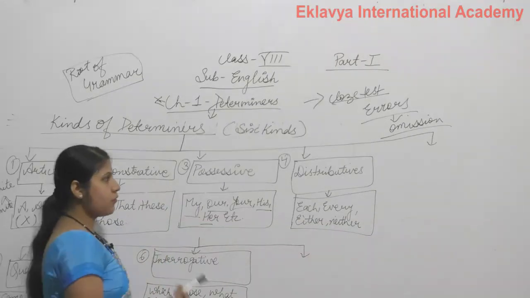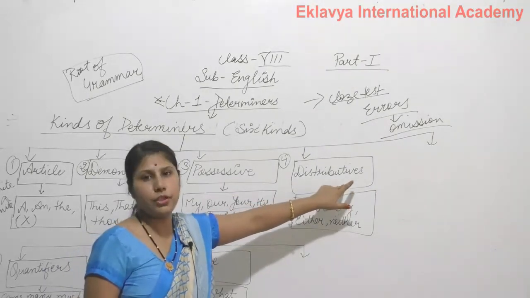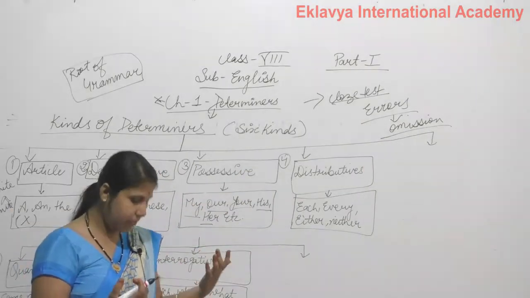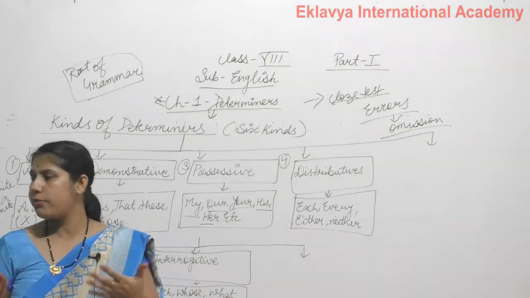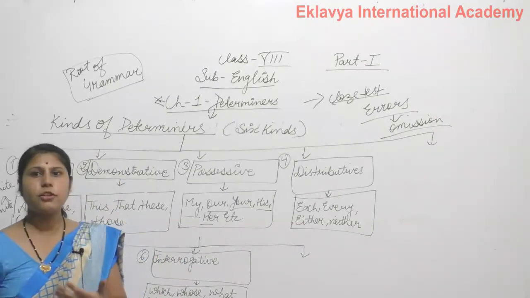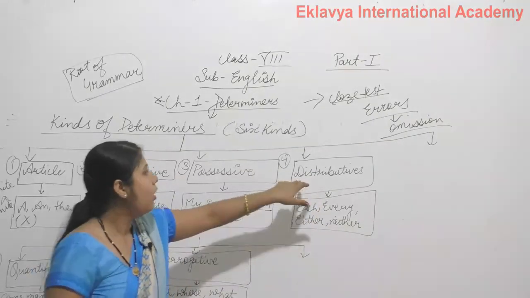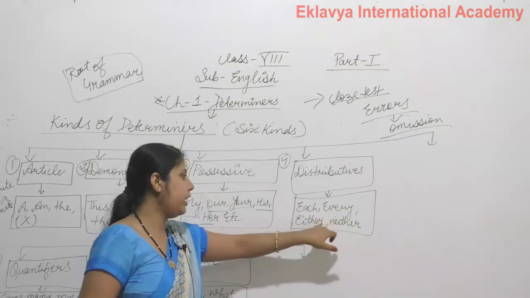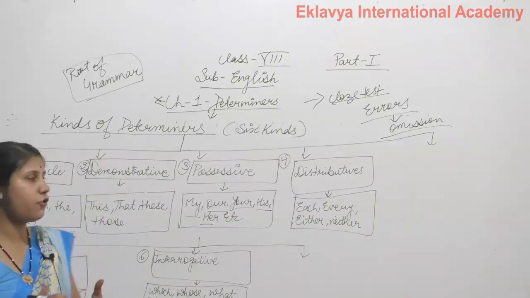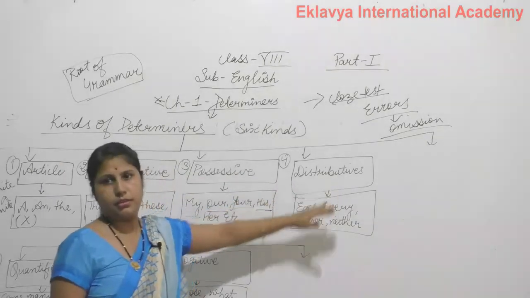Now the fourth one is distributive. From the word distributive itself we should understand what we are talking about: किसी भी चीज को डिस्ट्रीब्यूट करना. When we talk about distribution, we use each, every, either, neither. Distributive means distribute करना, बांटना. So this is called the distributive determiners.